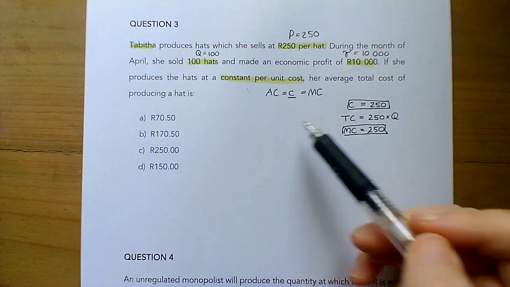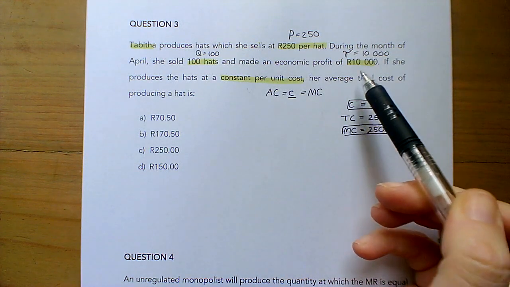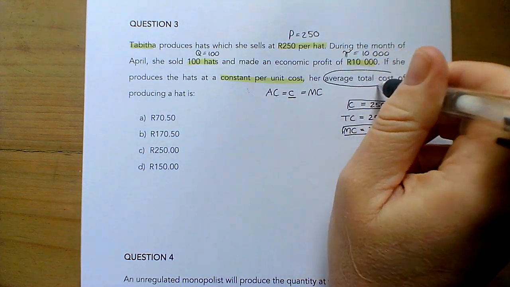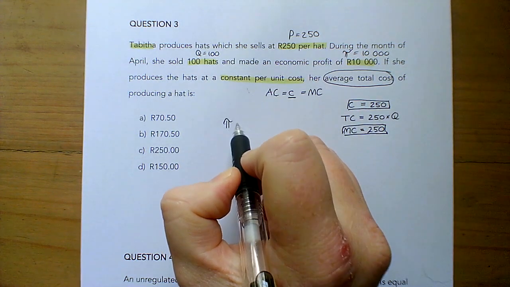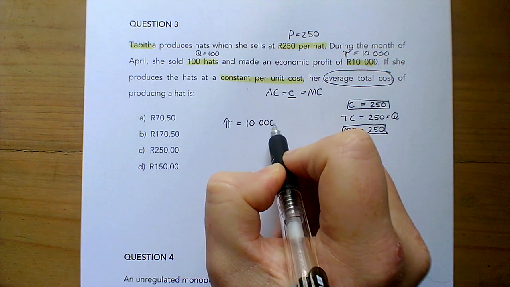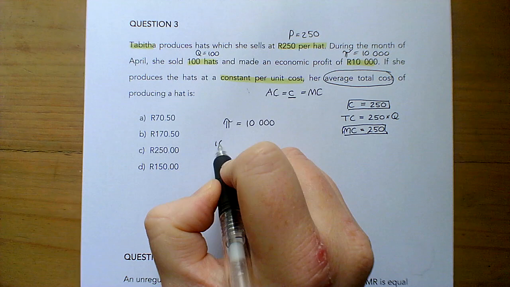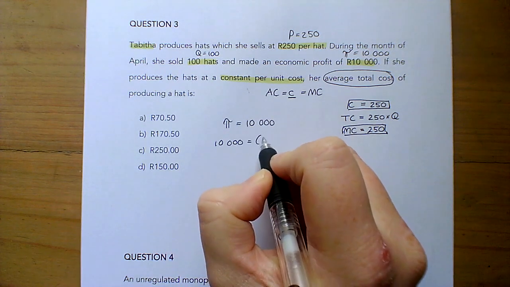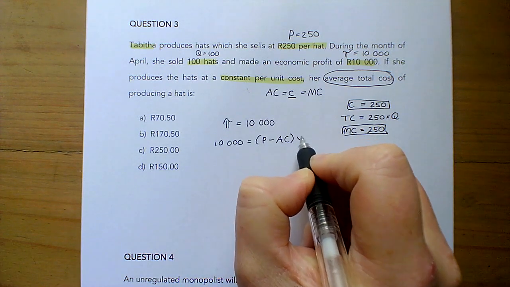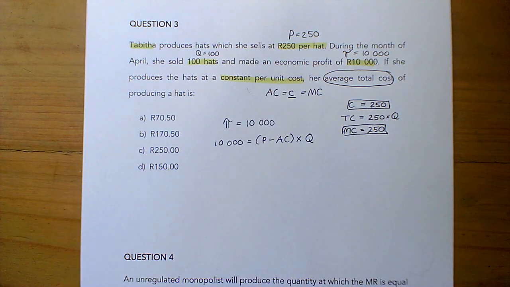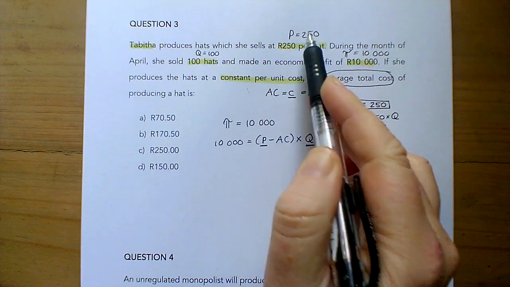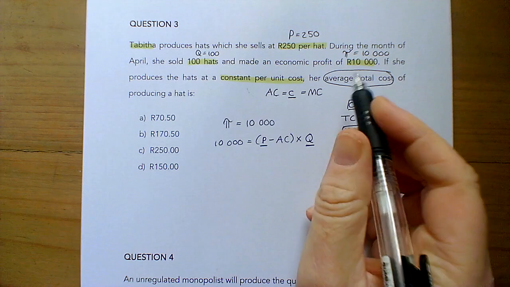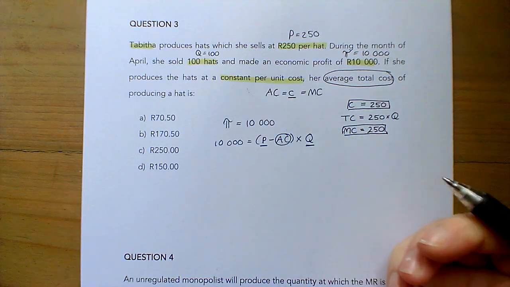So using the data here, we need to figure out what the average total cost of producing a hat is. So we get told that profit is 10,000, and we can calculate profit as (price minus AC) times Q. If I look at this function here, I have my Q and I have my price. And so if I sub in price of 250 and quantity of 100, I can very quickly solve for AC.